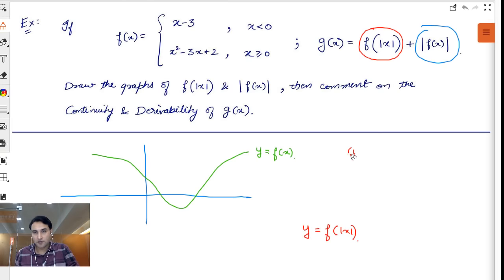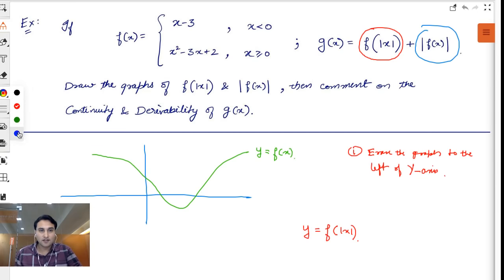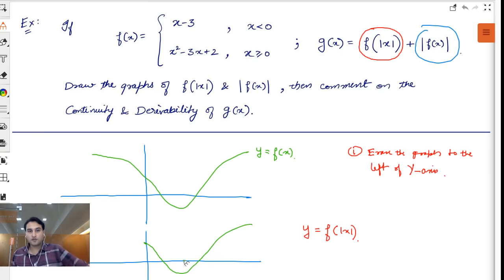Listen to the steps carefully. Step 1. Just erase the graph to the left of y-axis. The graph which is to the left of y-axis, just erase it. So what you are left with is this. Just erase that graph. ठीक है? तो क्या बचा आपके पास? I'll explain to you why all this happens. You are left with this graph. I've erased this graph.